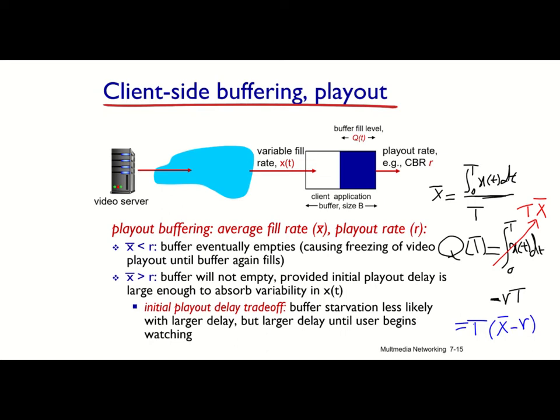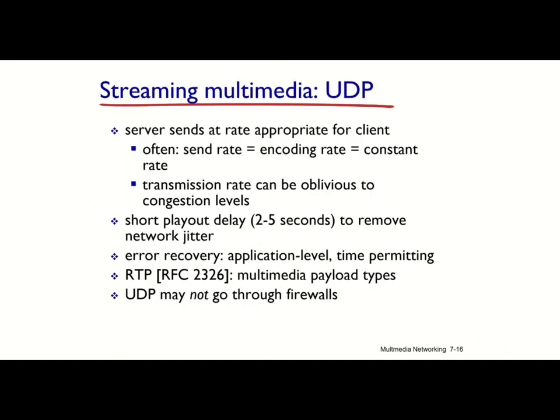If you make the delay very large, then it would not be pleasant for the user to watch the video, and if you keep it too small, then you have a lot of buffer starvation. In order to have streaming multimedia, there are different options for the transport layer protocol. One is to use UDP.